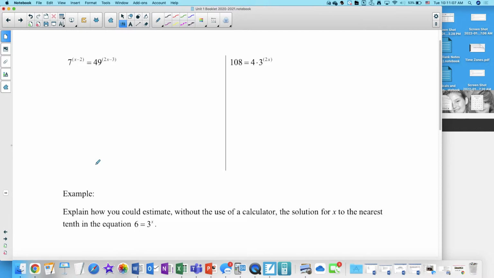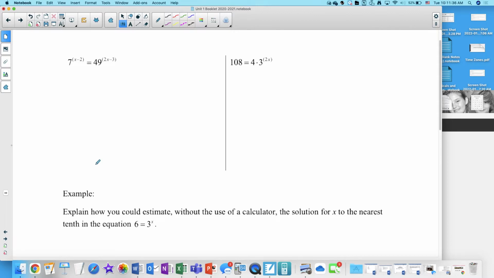But if you have the power isolated, you want to look at both sides and say, okay, I have 7 to the x minus 2 and 49 to the 2x minus 3. One of my bases is 7. The other one is 49. Is there a base that I could choose that would work for both sides? Yeah, 7 will work, right? One of them already has base 7. 49 is 7 squared.